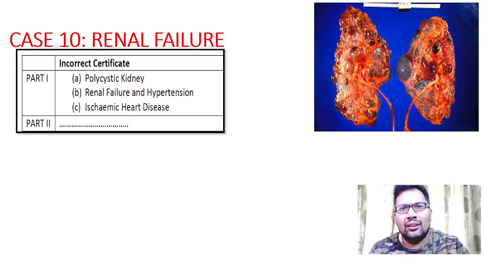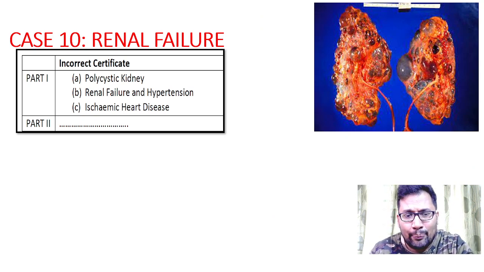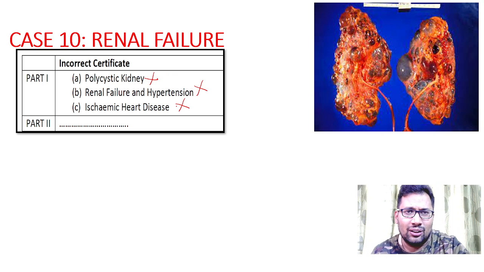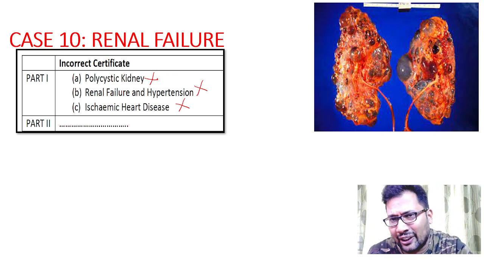Last example, case 10, that is renal failure. Renal failure due to polycystic kidney disease. So here given is polycystic kidney disease, wrong it is. Renal failure, wrong. Ischemic heart disease, wrong. So what should be the correct logical sequence here? I am going to discuss here.